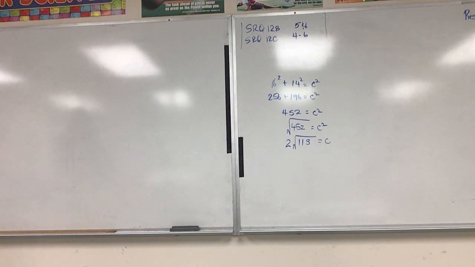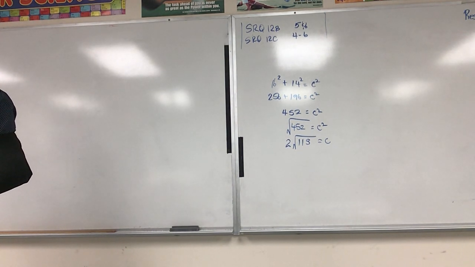All right, the small side is half the hypotenuse. The long side is square root of 3 times the short side. Anything else? No. In a 30-60-90 triangle in general, the hypotenuse is double the small side.